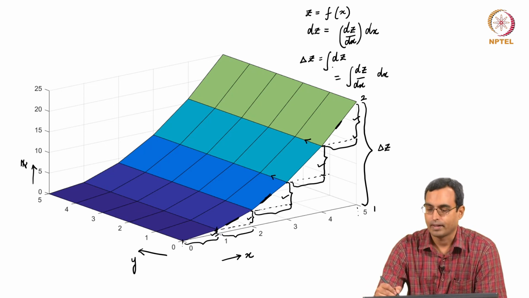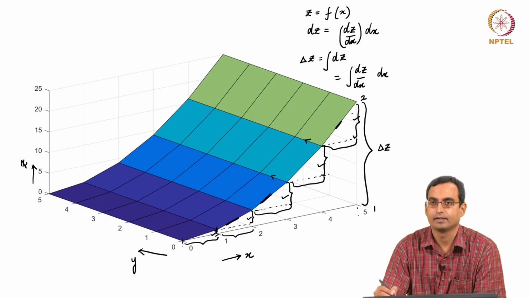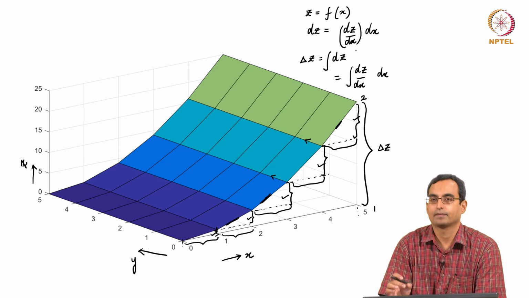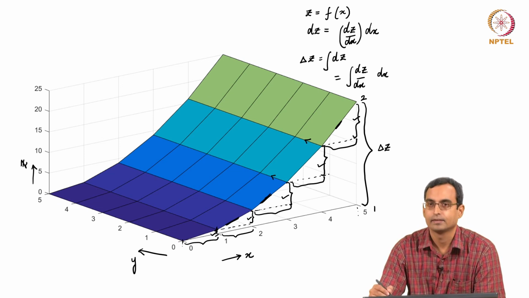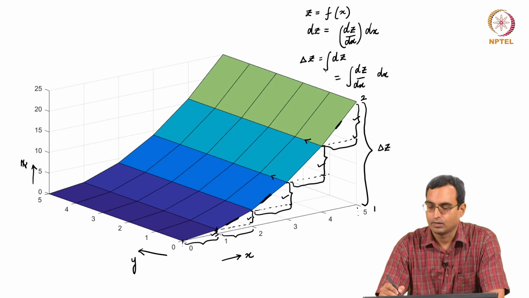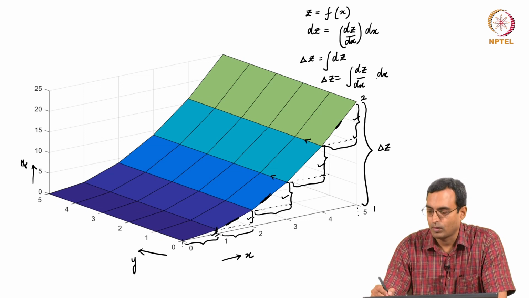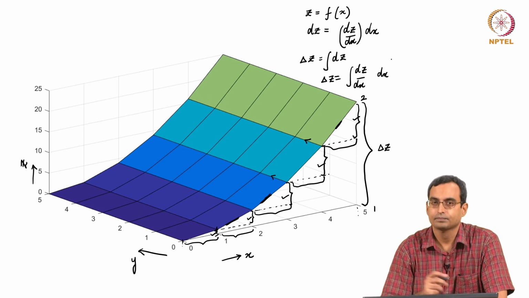So, by integrating, what we are doing over here is essentially summing up all of these. By using this dz, we are saying we will take small bits of this, find out the value here, and then sum them up. That is essentially what we are doing when we are integrating a small differential element dx.